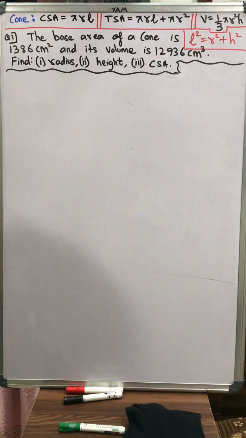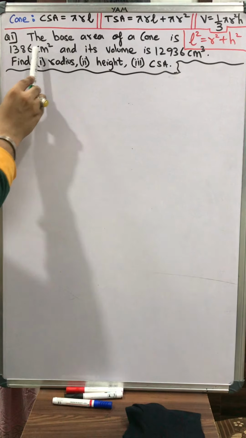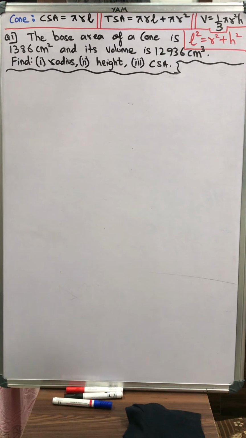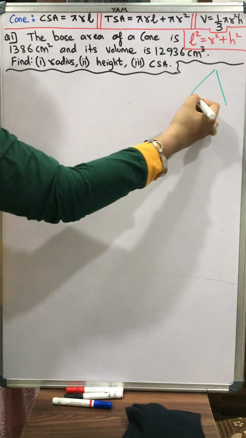Let's analyze the question and let's start. The base area of a cone is 1386 centimeters square. Base area of the cone. Students, generally a cone is something like this.